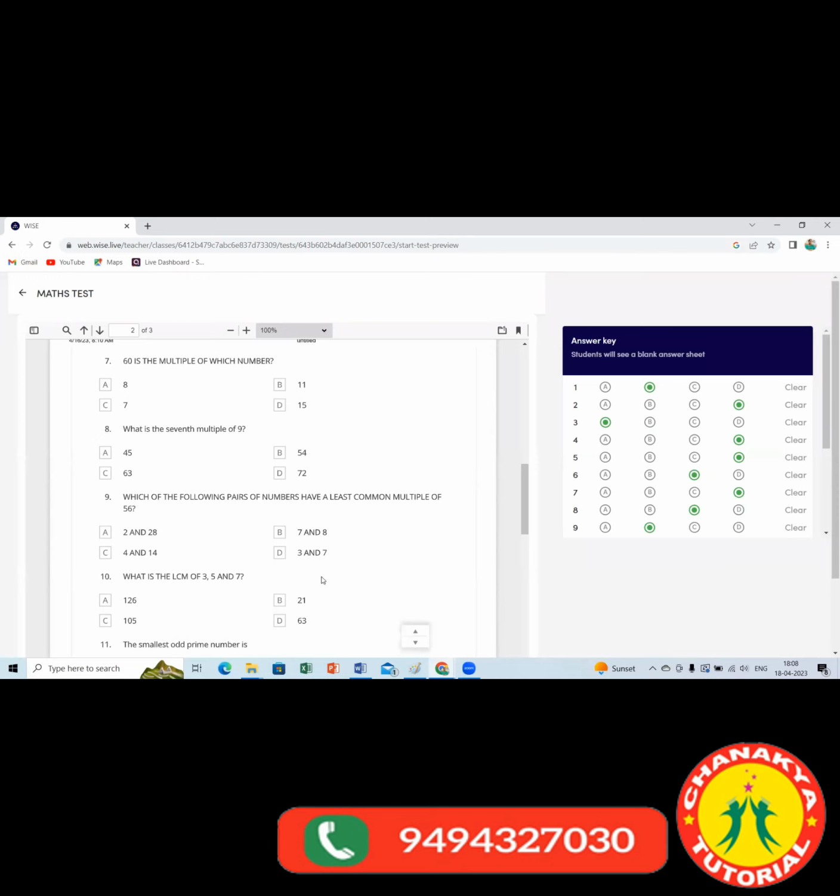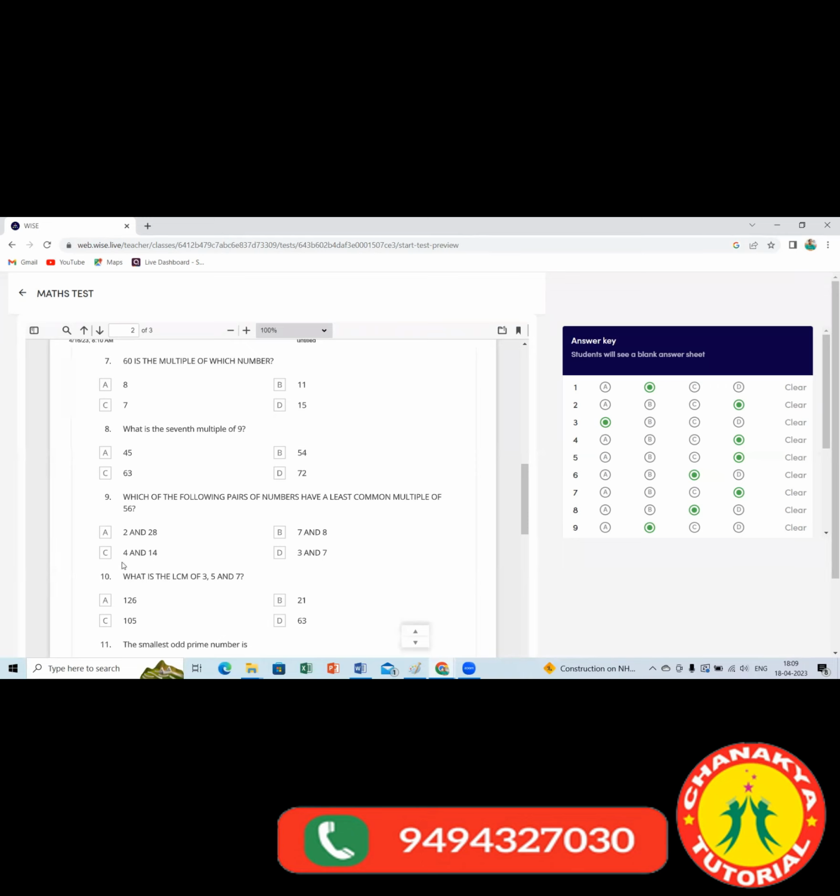3 and 7 are prime numbers. For prime numbers also, the product is the LCM. 3 sevens are 21. So this case is not possible. Here 2 is a multiple of 28, so 28 is the LCM, because in the 2 table you will get 28. The highest number is the LCM. Among 2 and 28, which is the highest number? 28. So 28 is the LCM.